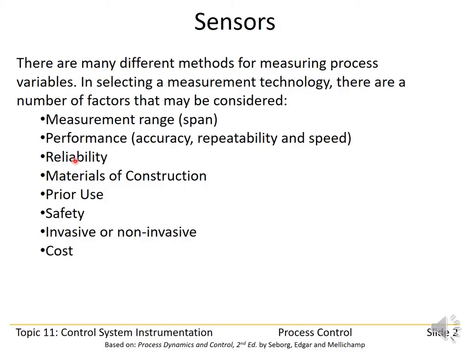Okay, reliability is also a critical consideration. Most continuous processes operate 24 hours a day, 7 days a week, 365 days a year. If the measurement instrument fails, then control will not be possible until the instrument has been replaced. Materials of construction are an important consideration in terms of reliability and in terms of compatibility with chemicals that may be present or may come into contact with the instrument.